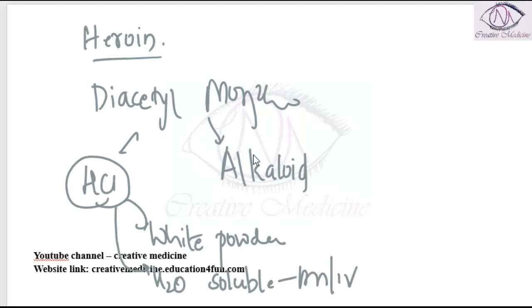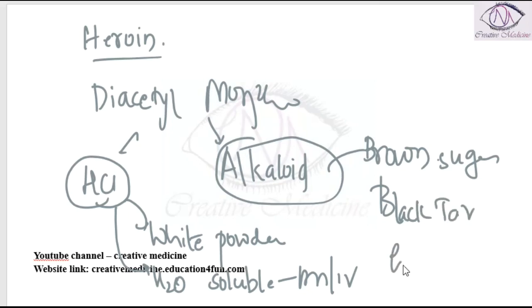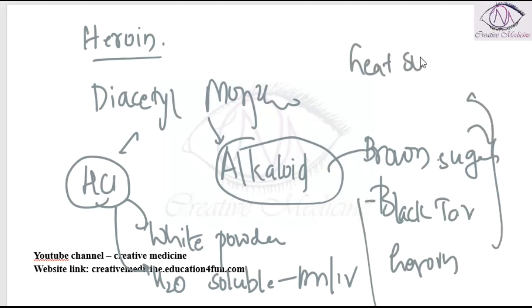Alkaloidal form is present as brown sugar or black tar heroin. Brown sugar is brown in color, black tar heroin is black in color. Both brown sugar and black tar heroin are heat stable and they can be smoked on a silver or aluminium foil and the fumes can be inhaled. This is called chasing the dragon.